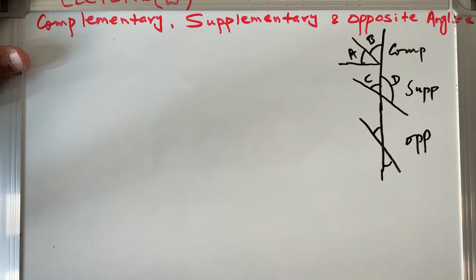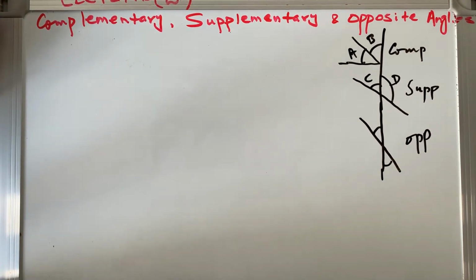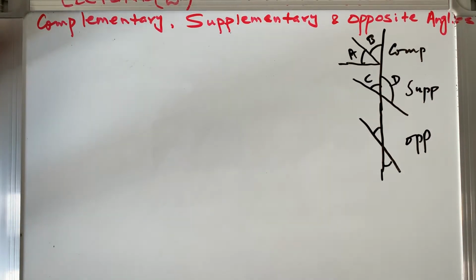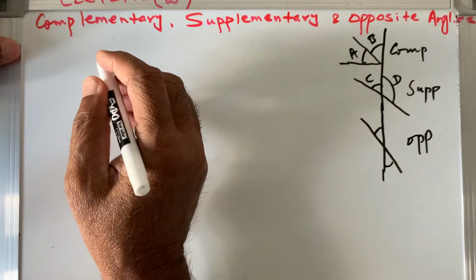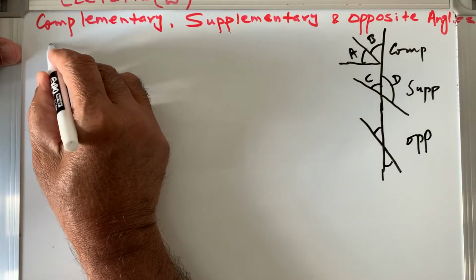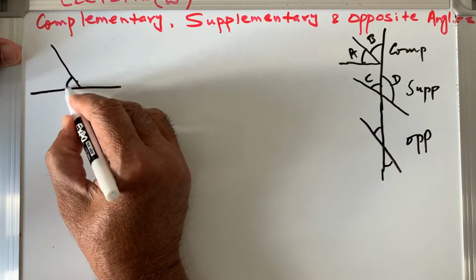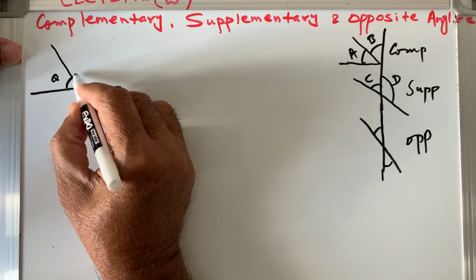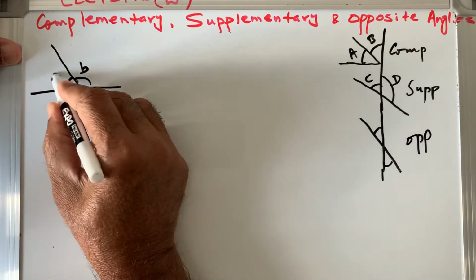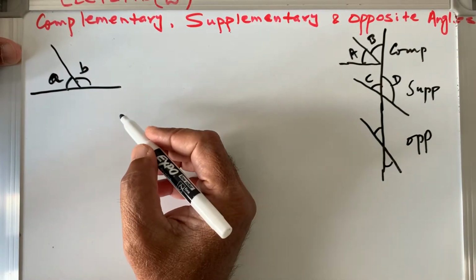So now we will practice some exercises for the same. What we have to do is see what the question is, and then select the correct word between complementary, supplementary and opposite. What will be the correct statement? So now, question number 1, my picture is: this is my angle A, this is my angle B, two angles.